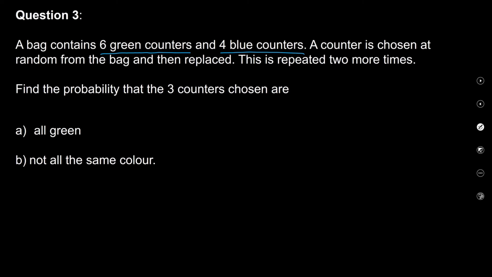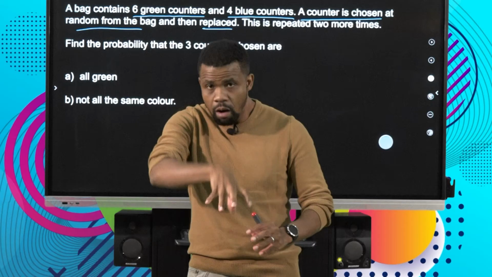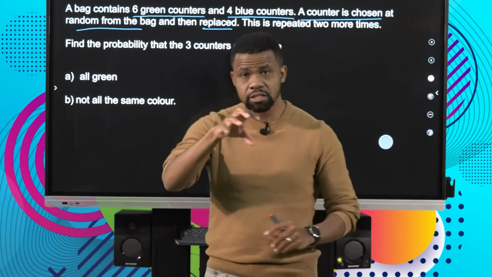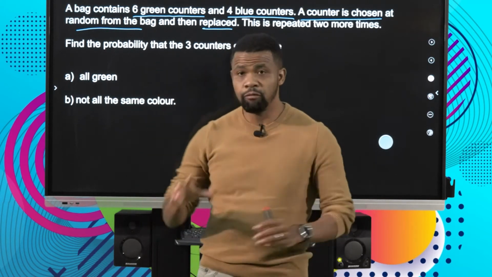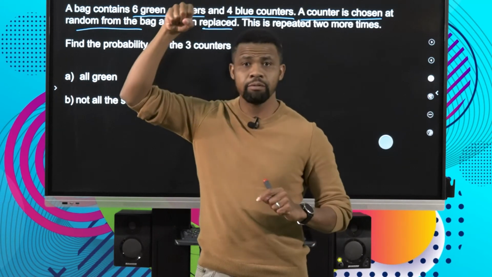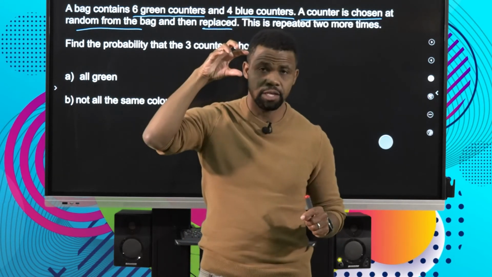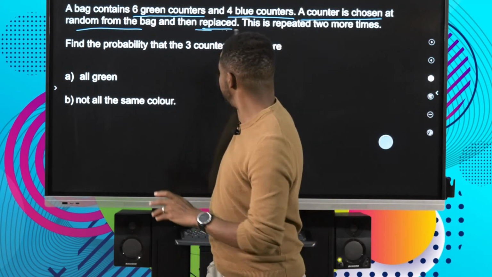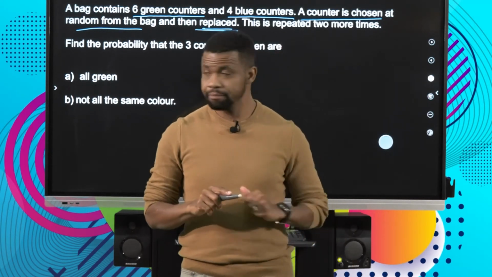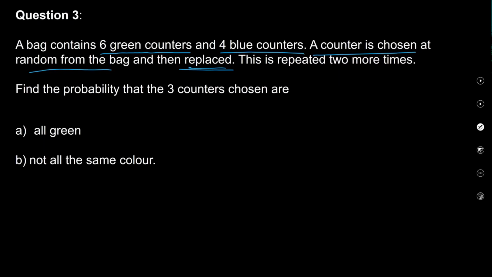So what are we going to do? A counter is chosen at random from the bag, then replaced. Very important. So you have a bag with 10 objects inside, okay? 6 are green and 4 are blue. You select one at random, you look at it and say, oh, green or blue, then you return it back. That is what is happening, because you replace it. Are we together? This is repeated more than 2 times. Are we together?